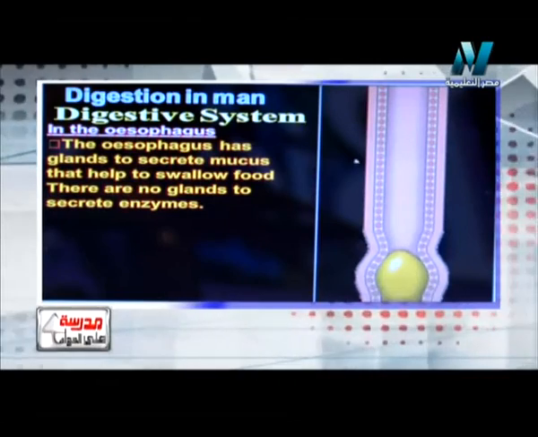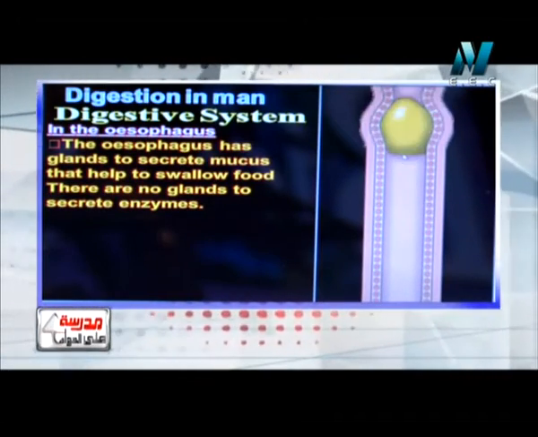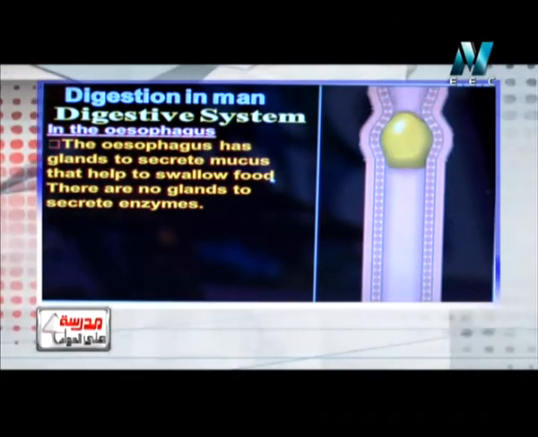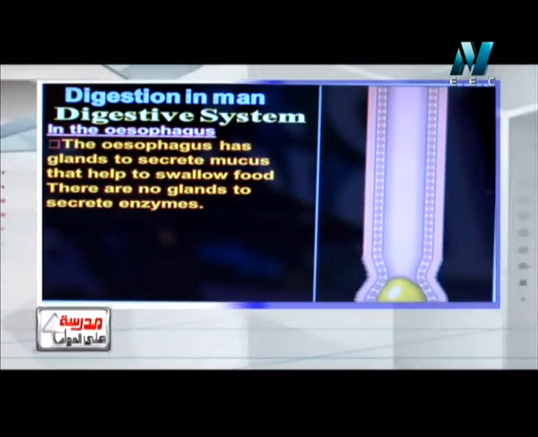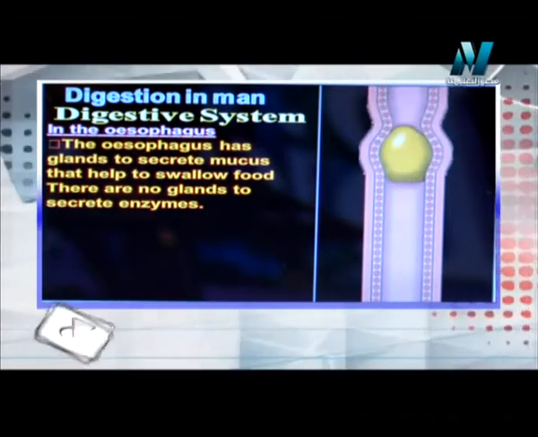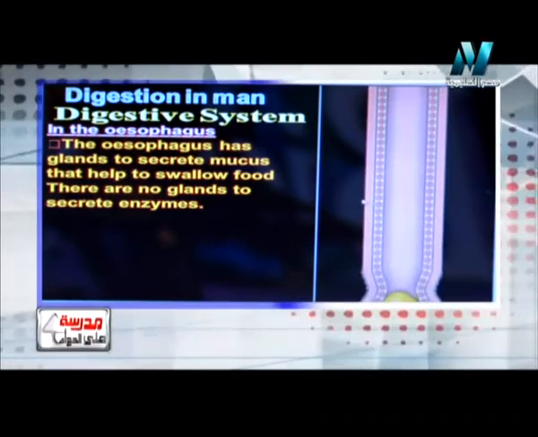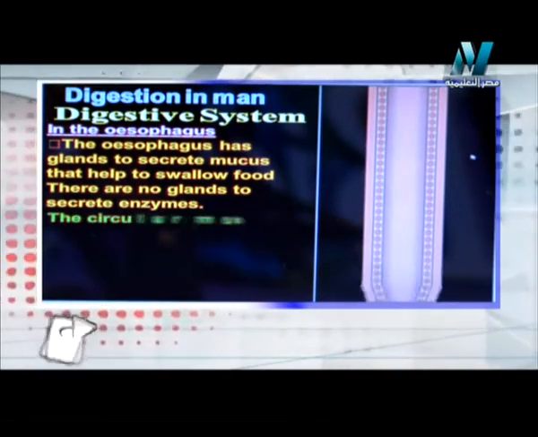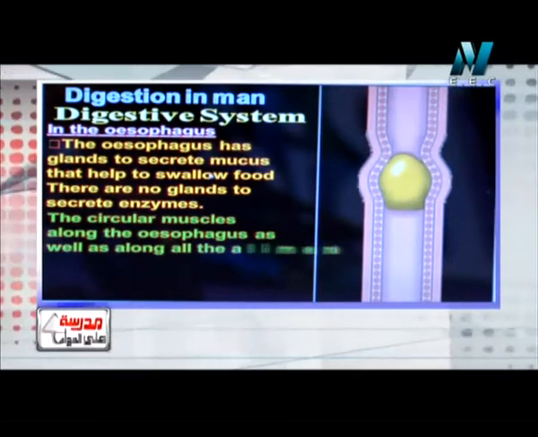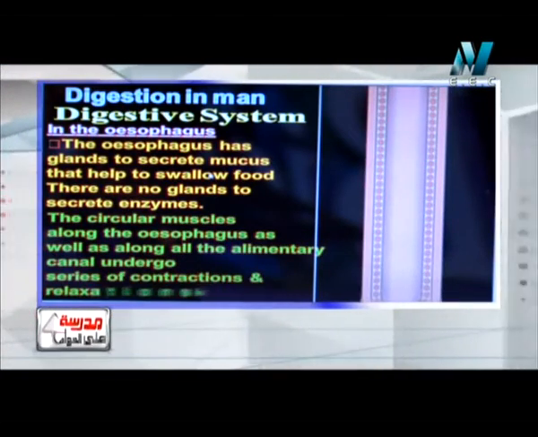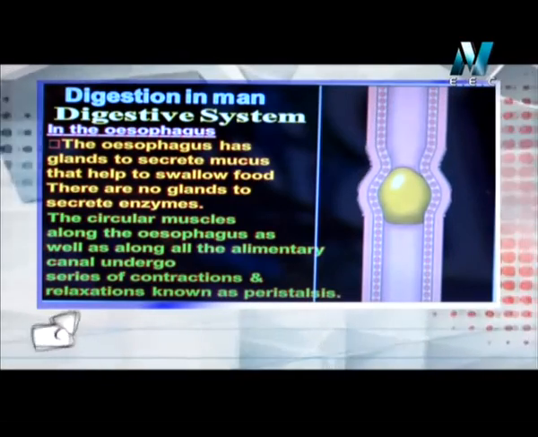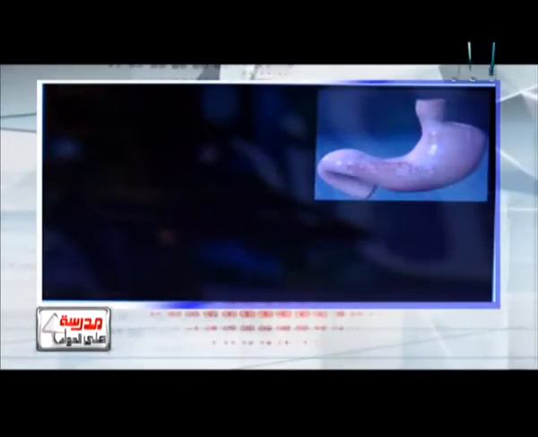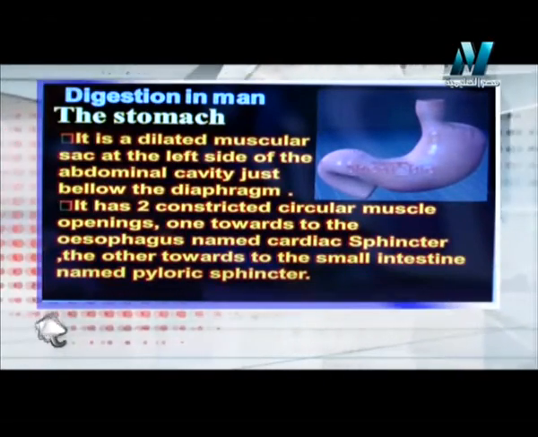Inside the esophagus, the presence of glands that secrete mucus only, and they can't secrete digestive enzymes. So no digestion takes place in the esophagus, but the esophagus contains mucus just to facilitate the passage of the bolus through the esophagus and to reach the stomach. The circular muscles along the esophagus wall, that is in the alimentary canal, undergo a series of contraction and relaxation known as the peristalsis. What about the stomach?